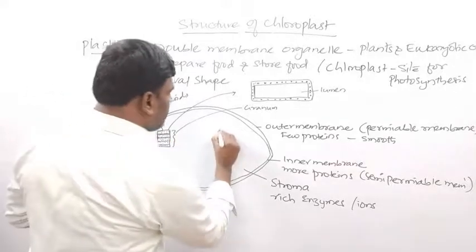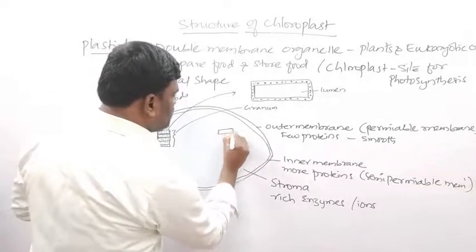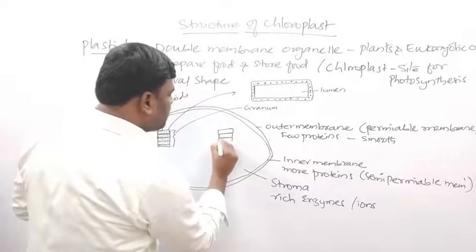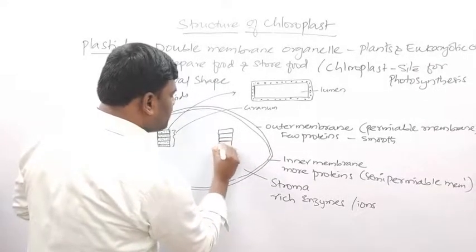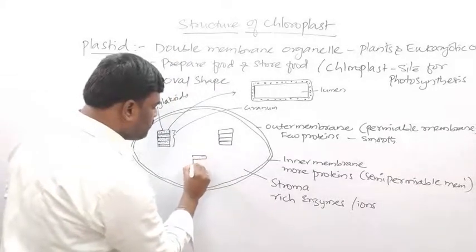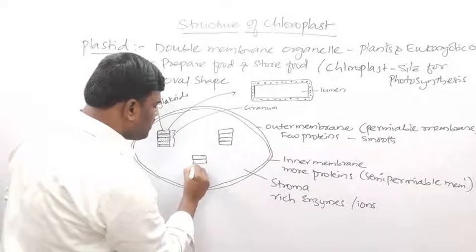Let me draw here also. Okay, so these are what, children? Thylakoid membranes which are piled one after the other. It looks like this, isn't it? I will draw it here also. A few more. There are so many, children.